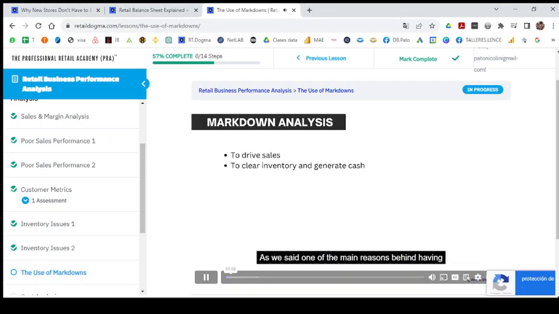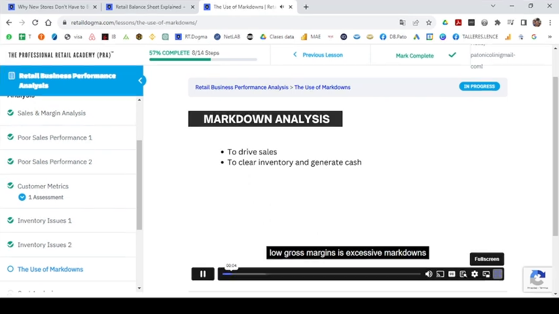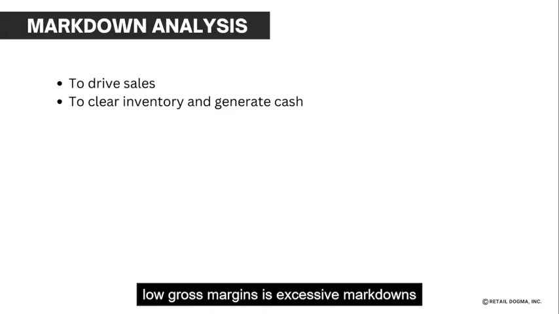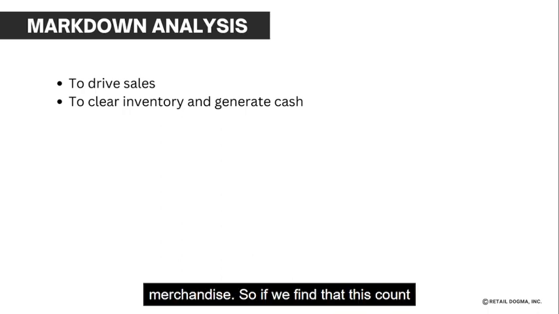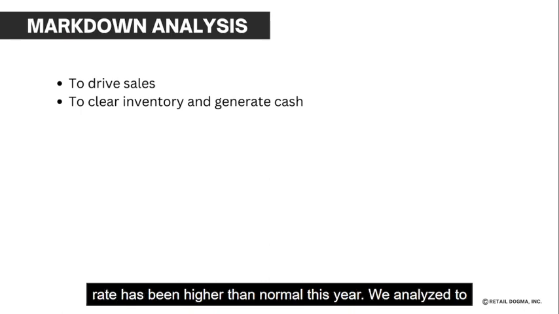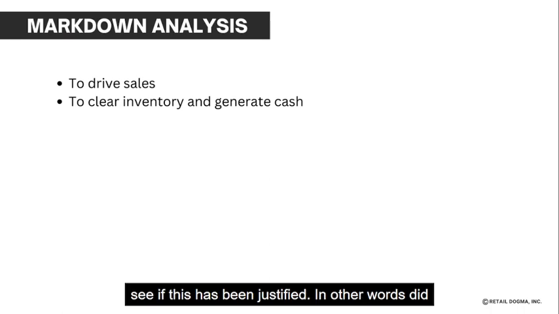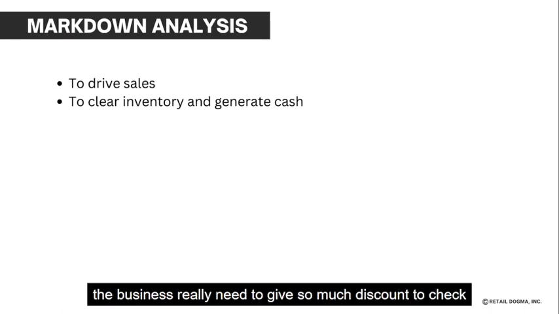As we said, one of the main reasons behind having low gross margins is excessive markdowns. Markdowns happen mainly for two reasons: to drive sales or to clear merchandise. So if we find that discount rate has been higher than normal this year, we analyze to see if this has been justified. In other words, did the business really need to give so much discount?